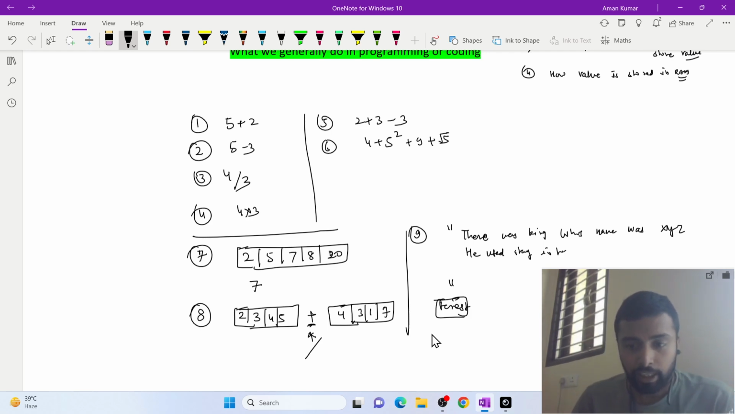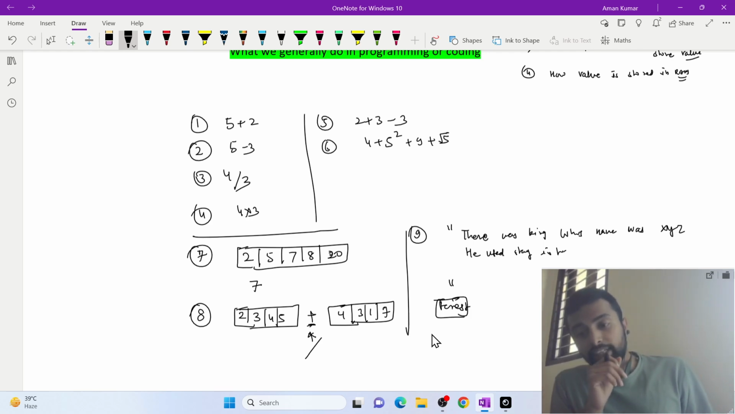I hope you have understood what a programmer or coder actually does when they become a software engineer, or while they write code. You will be performing such kinds of operations. So why are we learning about this thing?